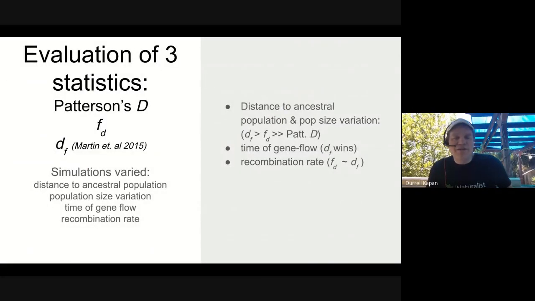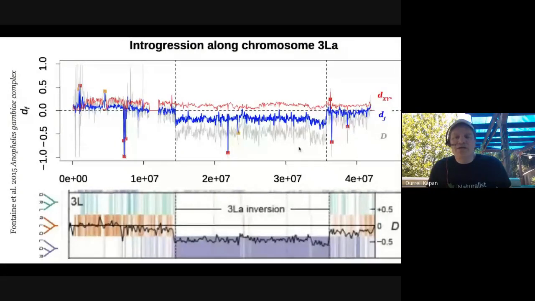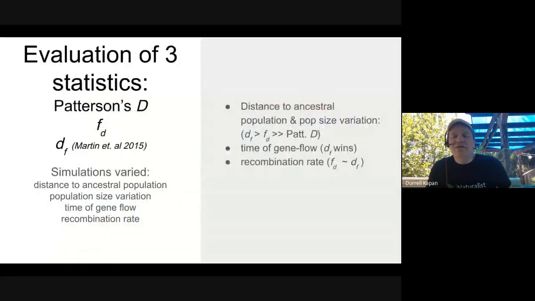So this evaluation goes through lots more things in the paper, but we varied distance to ancestral population size, the time of gene flow, recombination rate. And for the first two, the distance fraction is as good or better than this intermediate statistic, and it's much better than Patterson's D. It's overall superior for the time of gene flow. There's no bias depending on the time of gene flow. And the two alternative statistics to Patterson's D are approximately the same when you change recombination rate.